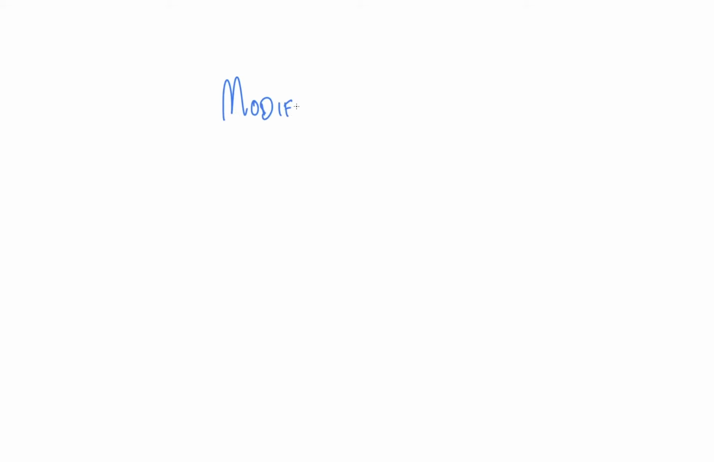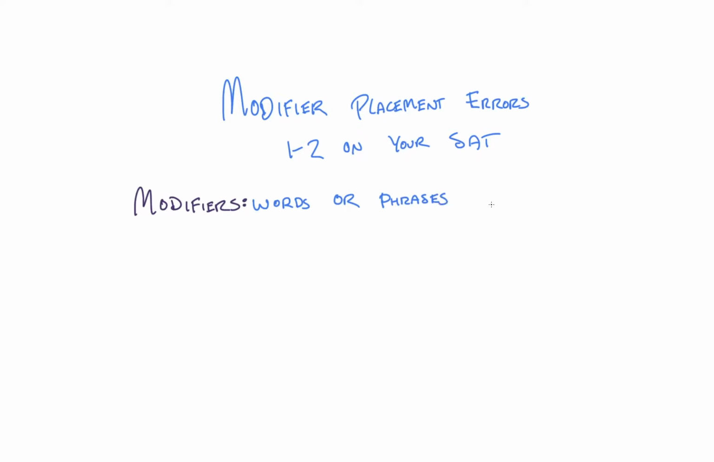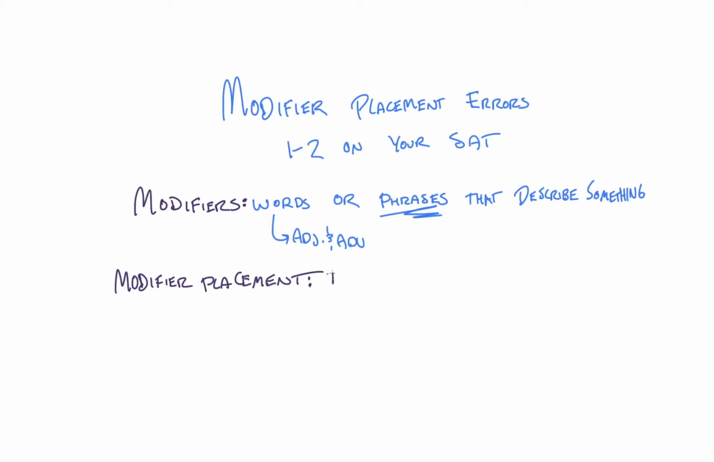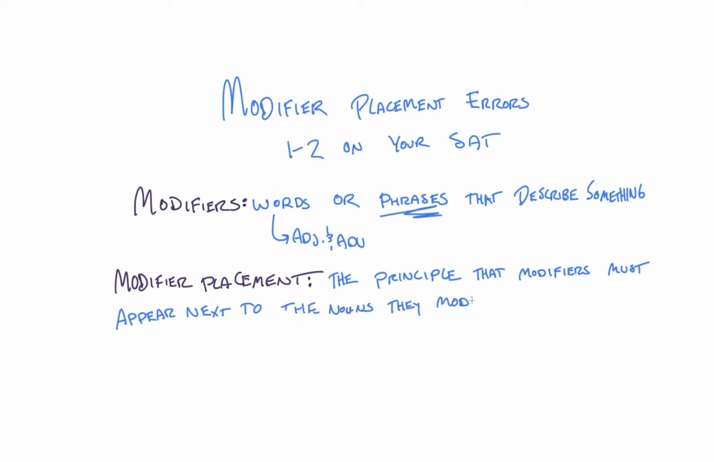Let's discuss modifier placement errors and how they crop up on the SAT writing and language test. You'll see 1 to 2 of these on your SAT. Let's define a couple of things first. So modifiers are words or phrases that describe something. This is a category that includes adjectives and adverbs, but also includes phrases too. I'll give an example in a minute. Now, modifier placement is the principle that modifiers have to appear directly next to the nouns they describe.